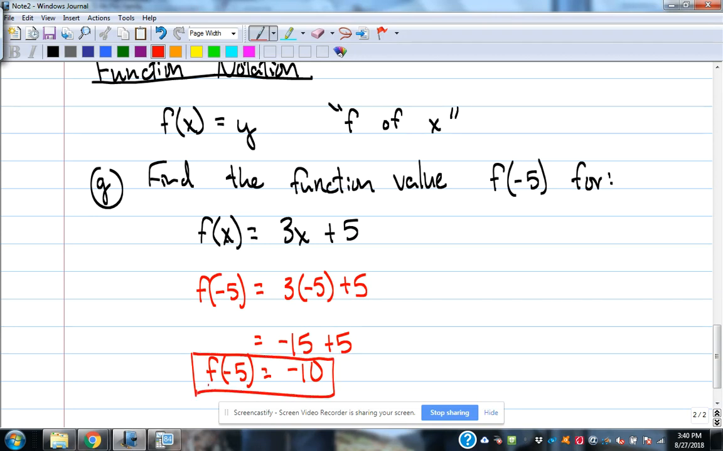That's the function value. What that really creates is an ordered pair where -5 is the x value and -10 is the y value. That's what function notation is. It's a more descriptive way of getting an ordered pair from an equation. That's what function notation really does for us. So anywhere there's an x, replace it with the number inside and work it out. That's function value. Let's look at another one.